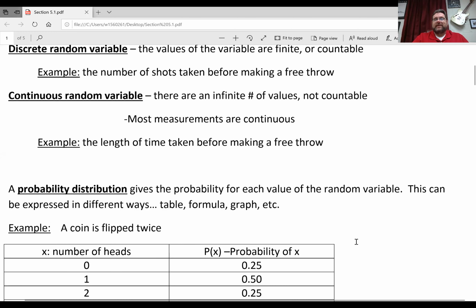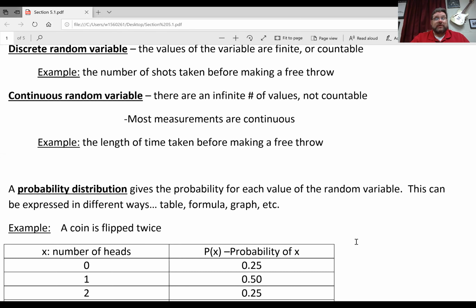If we're talking about a discrete random variable, you'll see it right up here at the top. Discrete: the values of the variable are finite or countable. An example of that would be the number of shots you take before you make a free throw. Maybe it takes you 2, maybe it takes you none, maybe it takes you 23. Maybe you shoot forever and you're terrible and you never make one, but you can still count how many shots are taken. That would be discrete.